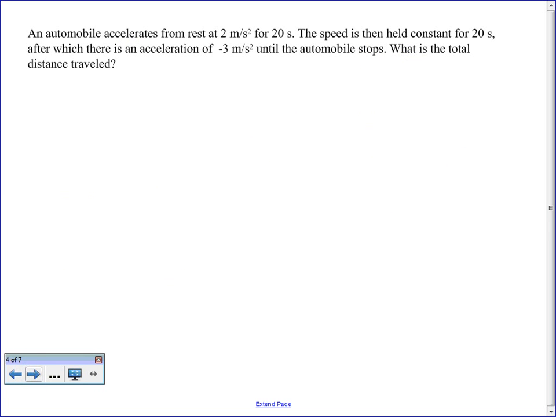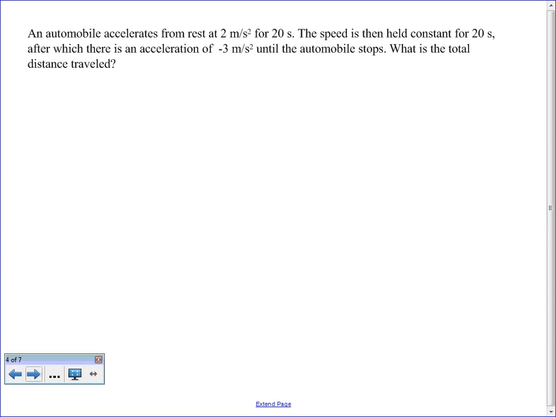This next problem is a little bit longer. This is not just a simple one-step problem. In this problem, we have an automobile that accelerates from rest with an acceleration of 2 meters per second squared for 20 seconds. And then it holds its speed constant for 20 seconds. And then it has an acceleration of -3 meters per second squared up until it stops. And we're going to try and find the total distance traveled.